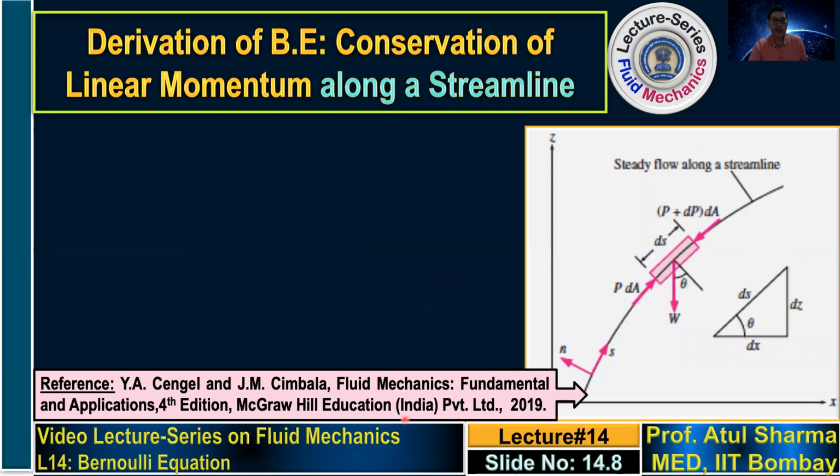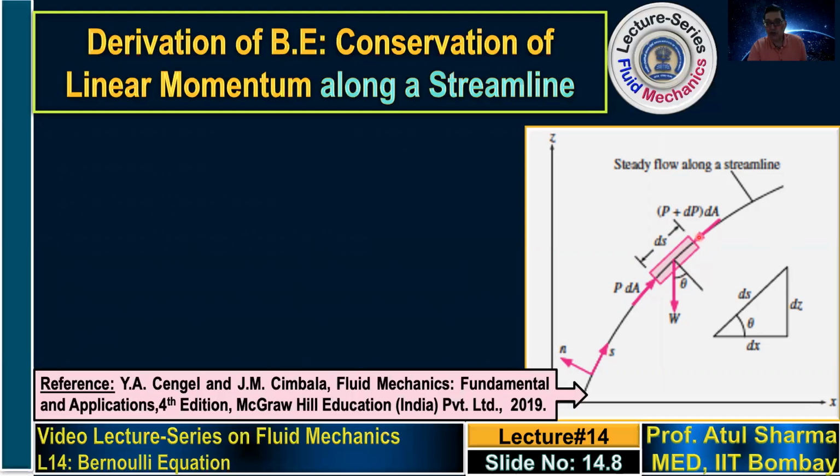So in the last slide, I had shown you the expression for acceleration in an Eulerian system given as u du by ds. So now we'll consider that acceleration. And in this slide, the forces acting on a small fluid control volume, which we have considered along the streamline, are shown here. The length of the control volume is ds, along the streamline, and the cross-sectional area of this control volume is dA.